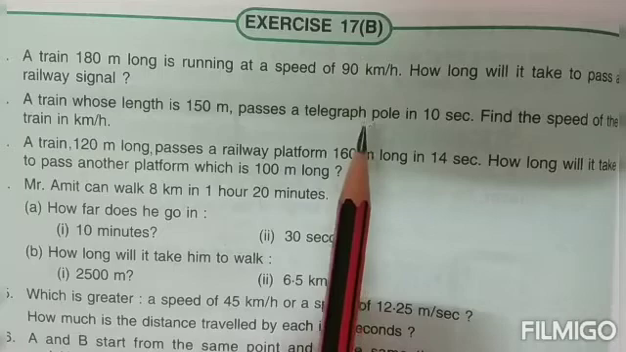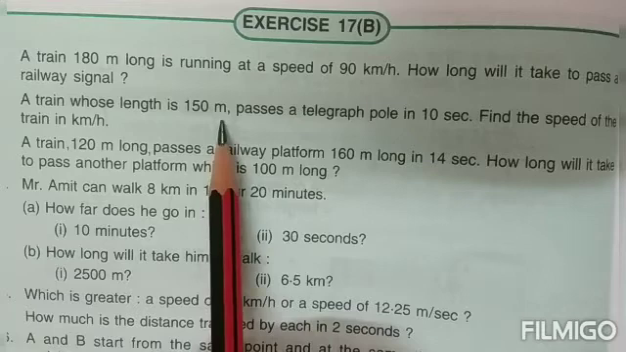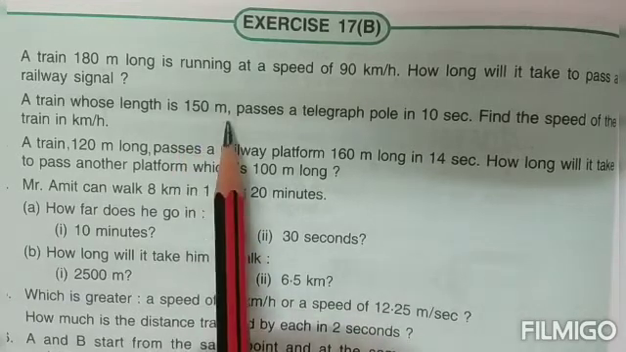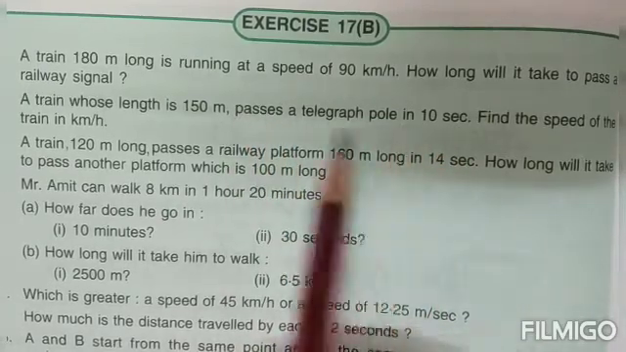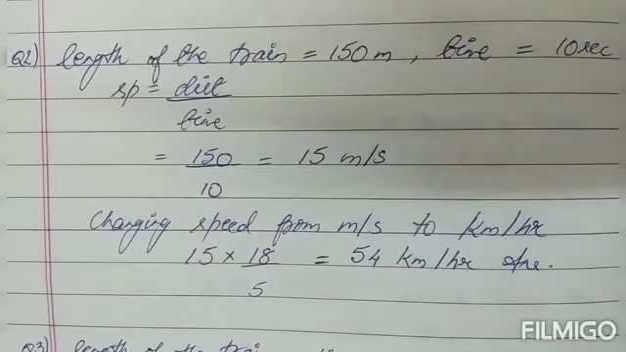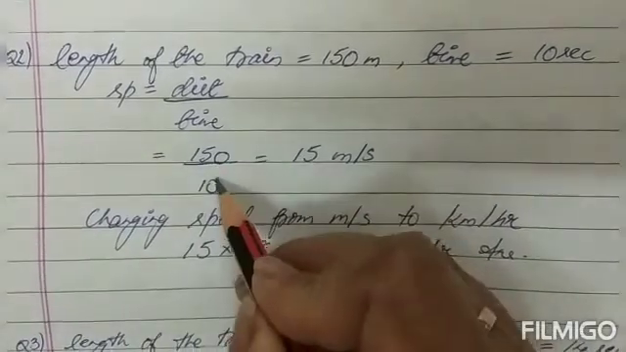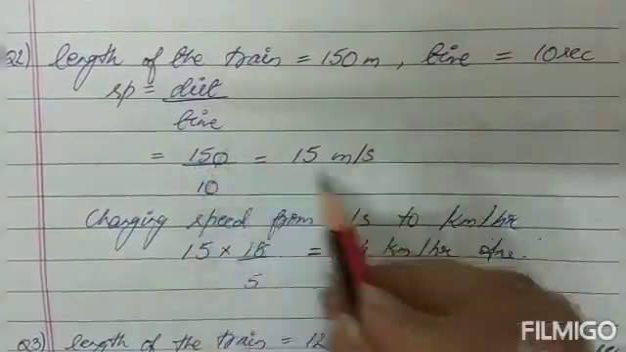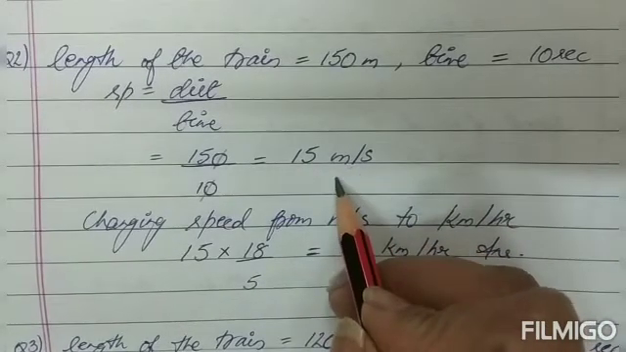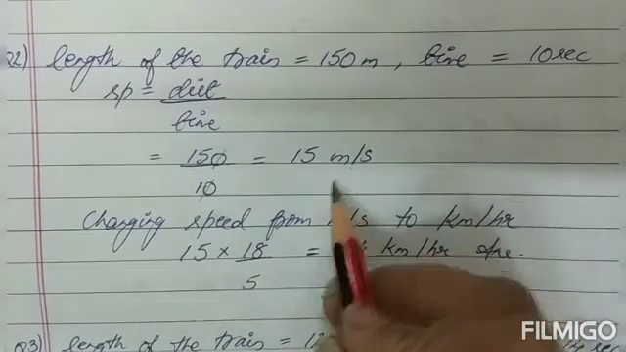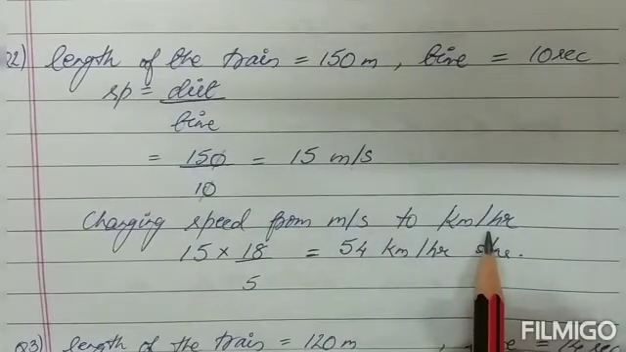Now see over here, it is passing a telegraph pole. That means the distance covered by the train is actually the length of the train only. Now the distance is given in meters and the time is given in seconds. So we can straight away put them into the formula of speed and calculate the speed in meters per second. So here we put the values. 150 by 10 you can reduce by cutting the zeros, and so 15 meters per second is the speed in meters per second. But the question is asking us to calculate the speed in kilometers per hour, children. So you will have to change the speed from meters per second to kilometers per hour. How are we going to do it?